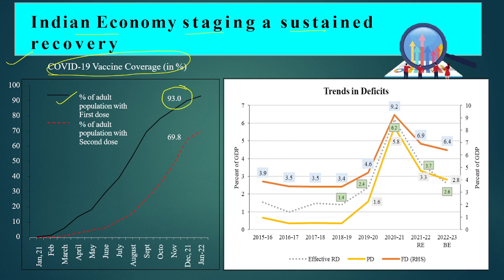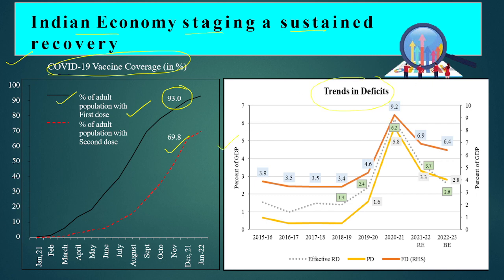So what percentage of the adult population? You can see over here that 93% of the adult population have their first dose coverage. They have been vaccinated. And for the second dose, around 70% of the adult population has vaccine coverage of the second dose also. And here you can see the trends in deficit also, as a percentage of GDP.